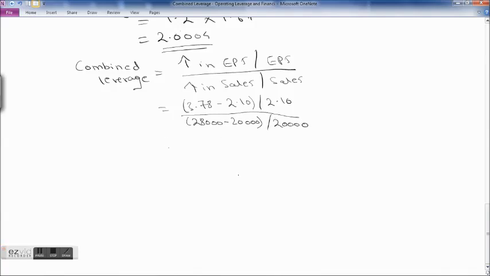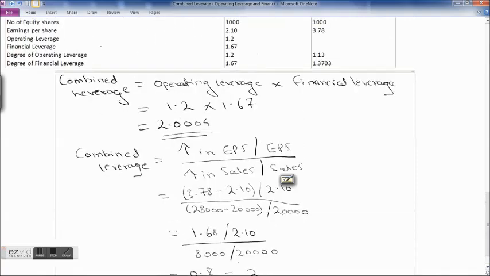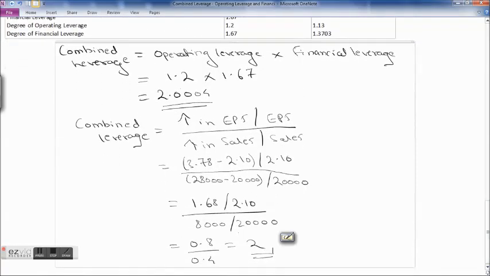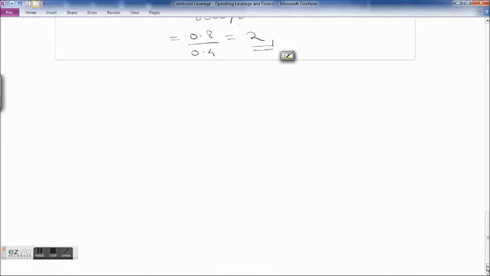Okay, so how much is that? 1.68 divided by 2.10, the entire thing divided by 8,000 divided by 20,000. Okay, so it comes to 0.8 divided by 0.4, that is 2. Since there is a rounding off, there will be some difference, right? Now this is how we calculate your combined leverage. So in both the cases the combined leverage has come to 2.